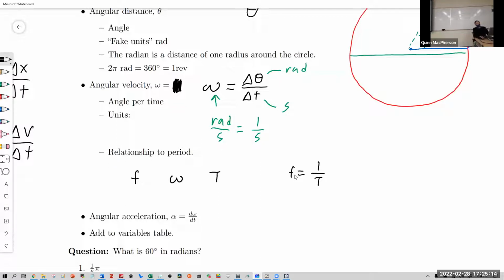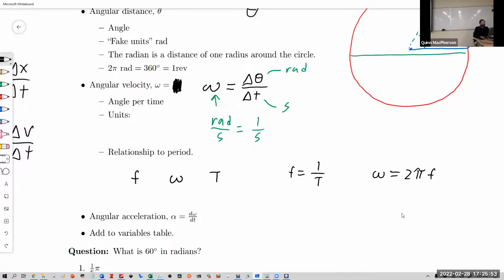So you could say the frequency of the Earth is once per day. And you could say, so frequency is 1 over period, 1 divided by time. Omega is 2 pi times frequency. Sorry, back up. 2 pi over period. Okay, 2 pi times frequency.